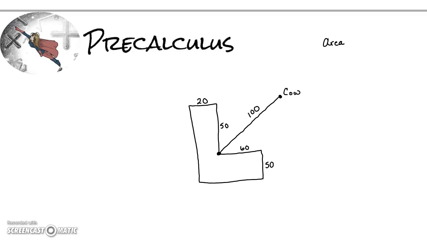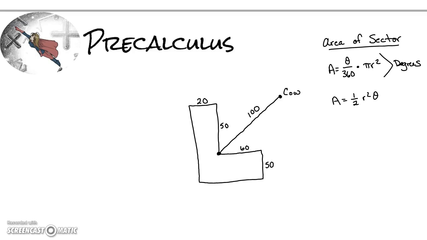So area of a sector also has two different formulas depending on if you have degrees or radians. So area, if we have degrees, will be theta out of 360 times pi r squared. And so this is for degrees. And then if theta happens to be in radians, which it is not for this current problem that I wrote, but it's area equals 1/2 r squared theta.